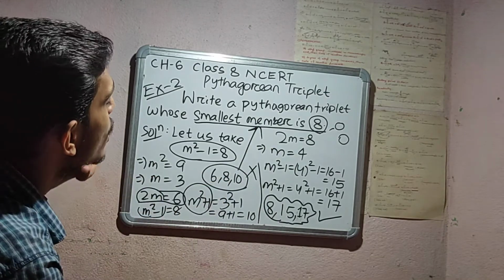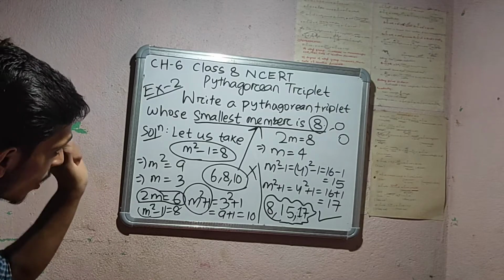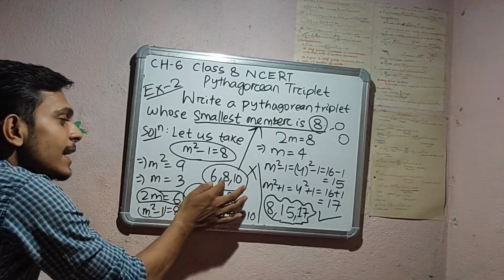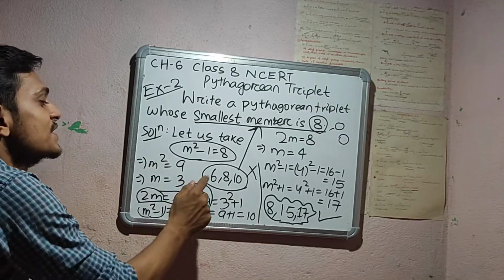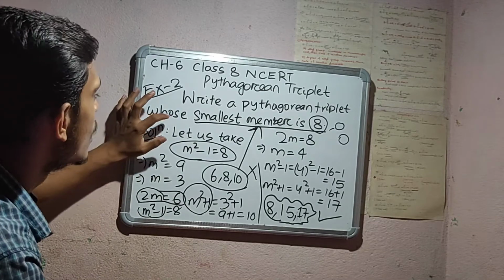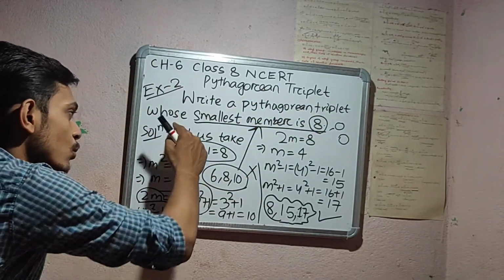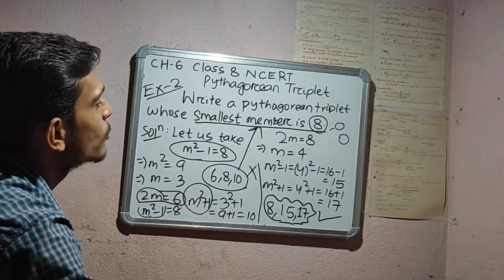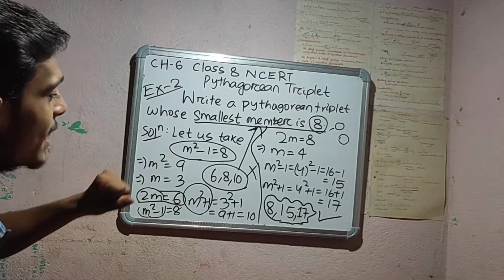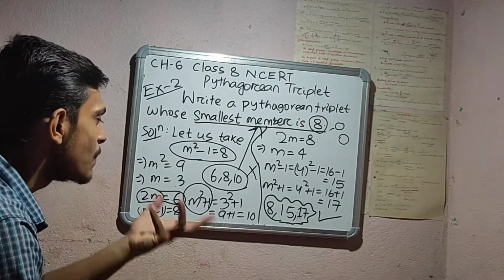But does it satisfy the condition? No, because we have to find a triplet whose smallest member is 8. In this triplet, is 8 the smallest? No, 6 is the smallest. If the question asked for smallest member 6, then this would be right. But here m equal to 3, so we have to increase the value of m.